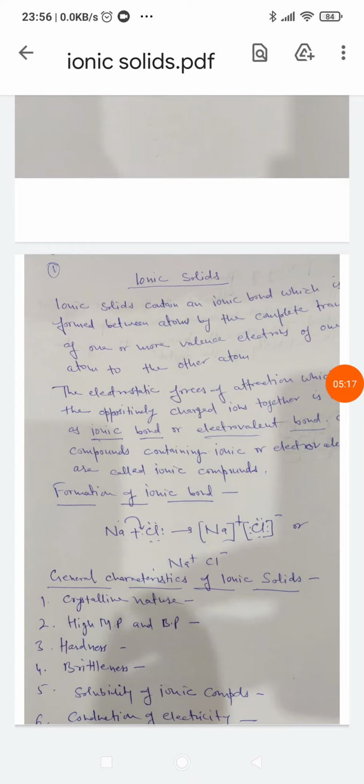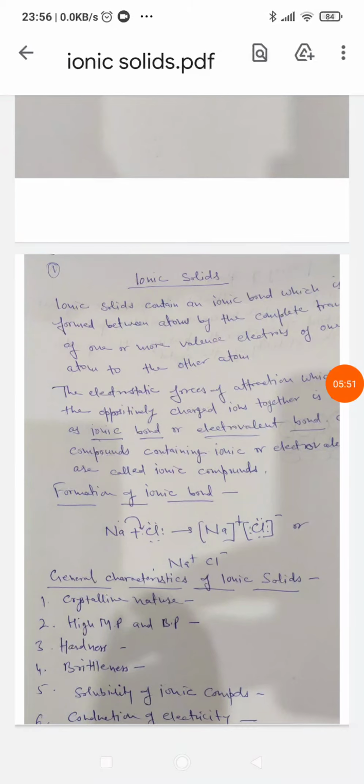Number 5, solubility of ionic compounds. Ionic solids are soluble in water and other polar solvents having high dielectric constants. Since water has a high dielectric constant, it decreases the electrostatic forces of attraction between the ions. As a result, the ions get separated from one another to give a solution, and ions in the solution acquire greater freedom of motion.